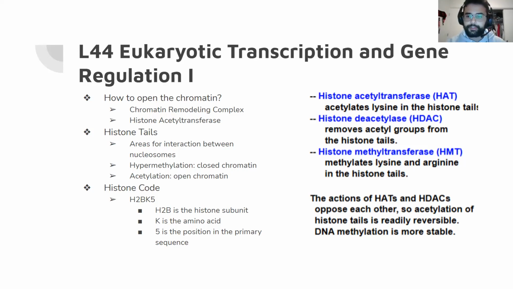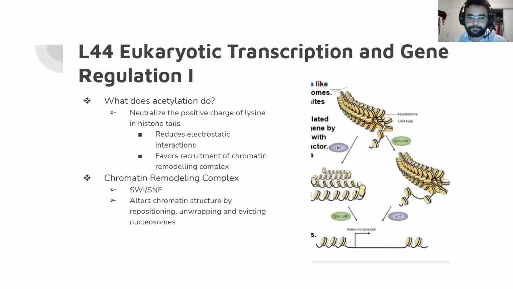An important thing that I always try to bring up is how to read a histone code. You see a histone code example right here, our H2BK5. H2B is just referring to the histone subunit, and K is the amino acid, which is lysine in this case, and 5 is just the position in the primary sequence of the histone.